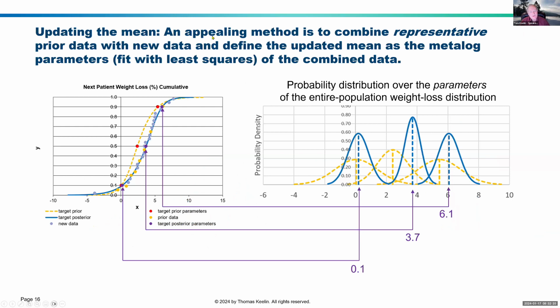There's what I would call an appealing method, because it's so simple: combine representative prior data, and I'll say what representative means in a minute, with the new data. So combine the prior data and the new data and define the updated mean as the metalog parameters fit with least squares to the combined data. How simple is that? In other words, here are the original data points from phase 1. Here's the new data, these light blue dots, that implies a new metalog. The new metalog has these 10, 50, 90 quantile parameters, and naturally, it would make sense to have those be the mean of the 10, 50, and 90 quantile parameters of the posterior distribution on the distribution of the parameters. So that's actually pretty simple, and that's the method I'm proposing.